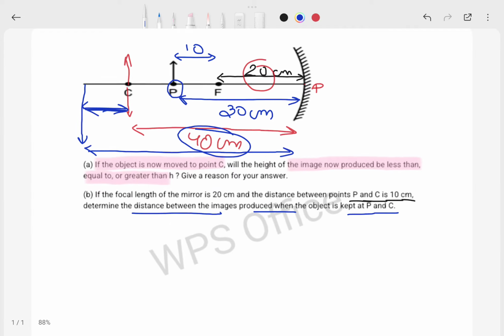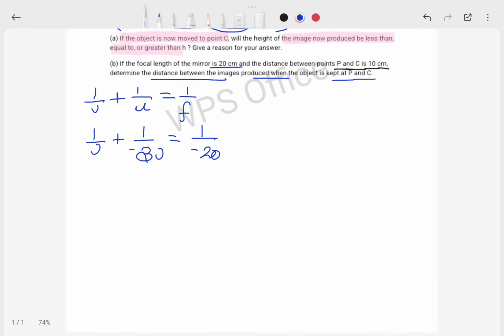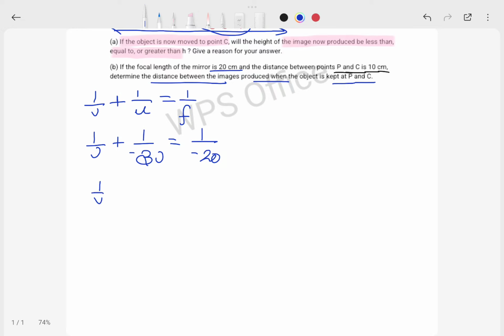So in this case, we will use the mirror formula. The mirror formula is simple: 1 upon V plus 1 upon U is equal to 1 upon F. U is the object distance when the object was at point P, so the object distance is minus 30. F is the focal length and it is 20 centimeter. As the mirror is concave, it will be minus 20. Now, solving this, we get 1 upon V plus minus 1 upon 30 is equal to minus 1 upon 20.